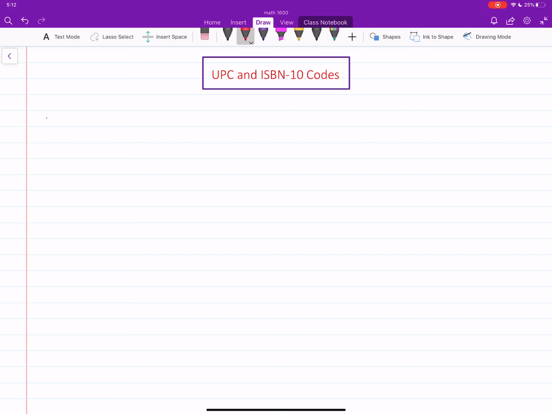UPC is short for Universal Product Code. This can be found on almost everything that you buy from a store. UPC codes are from Z10 to the power 12.